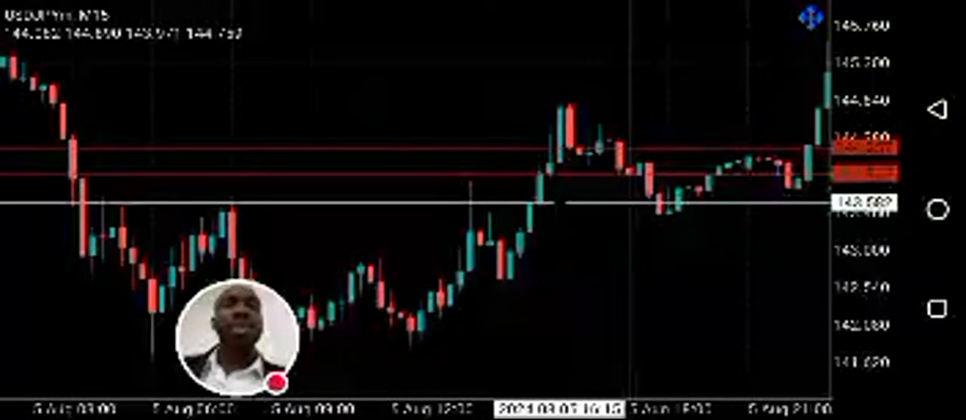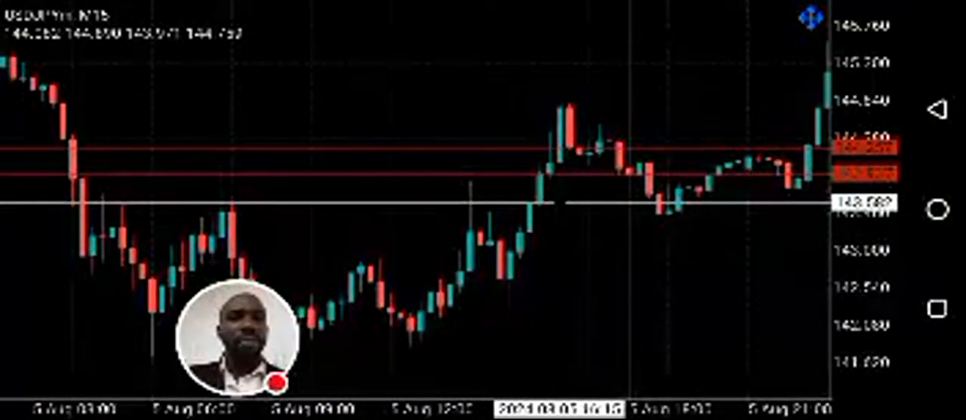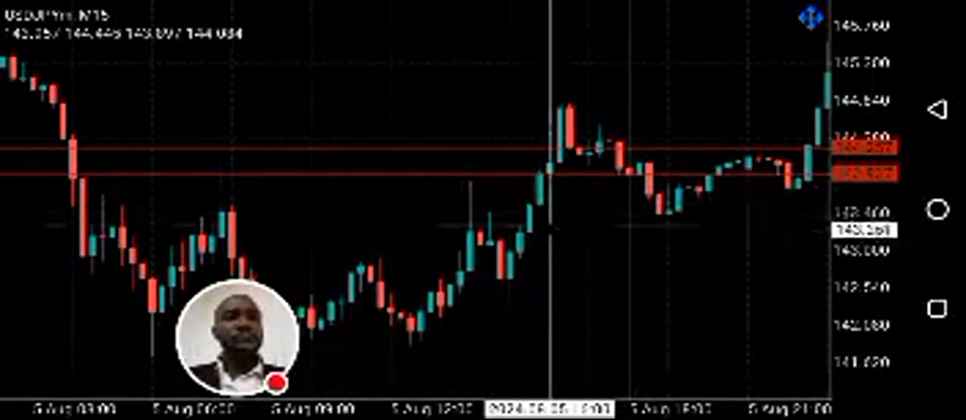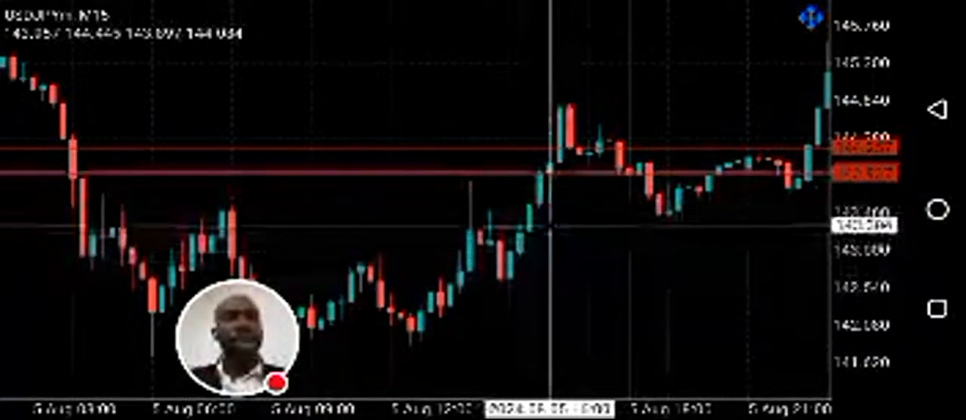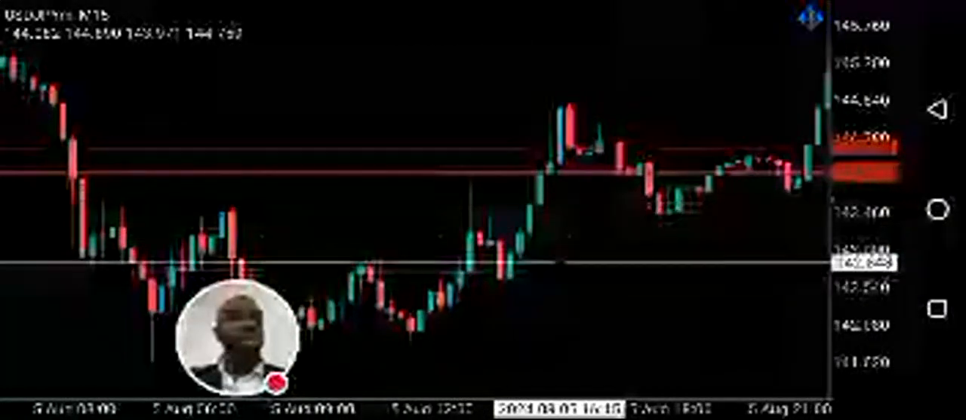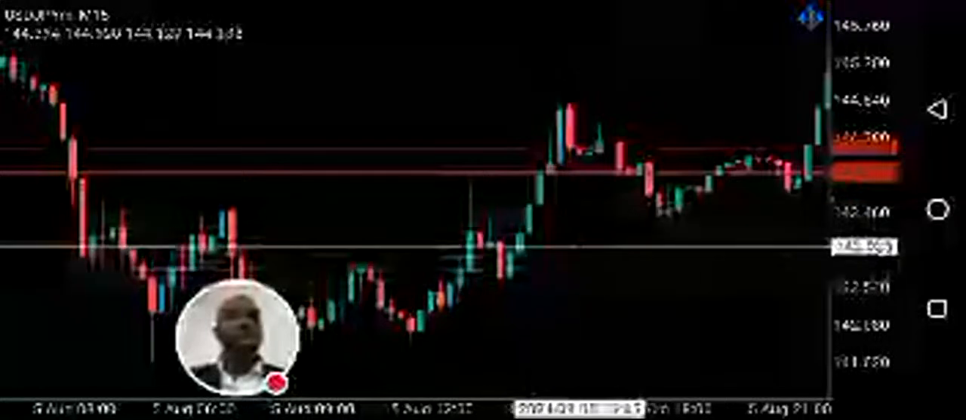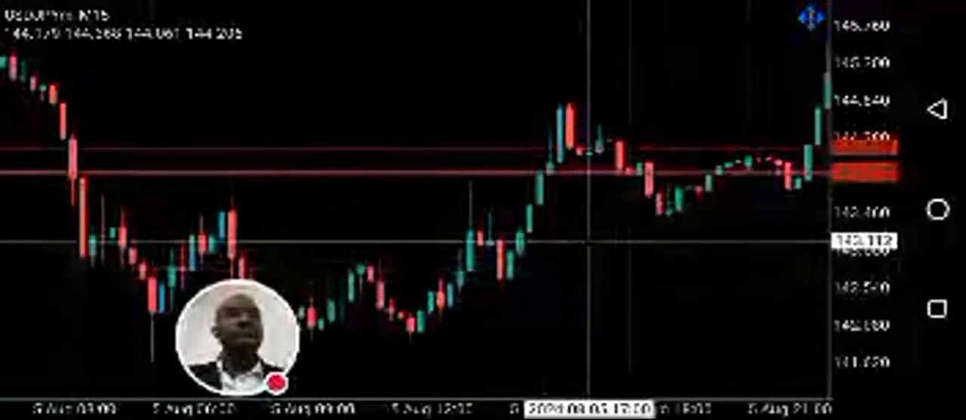So right now you should be looking for buys on USDJPY. I believe the pullback is to fill these gaps, this fair value gap. We have one here, we have this here. So price has not gotten to this area. So once these gaps get filled, you look for buy opportunity.